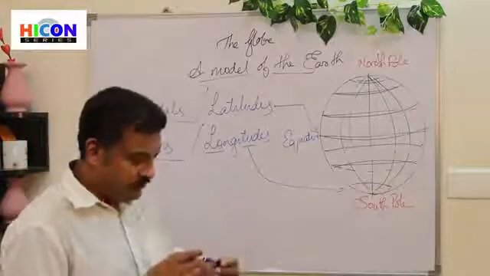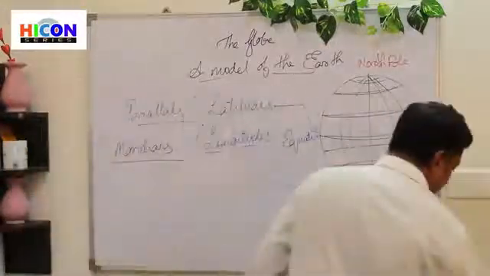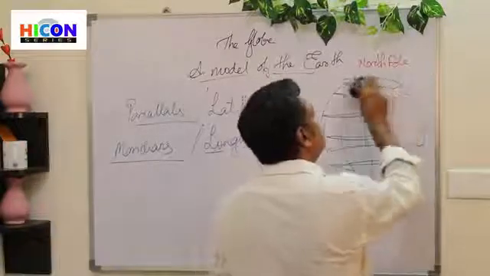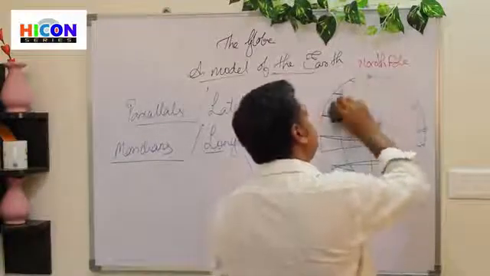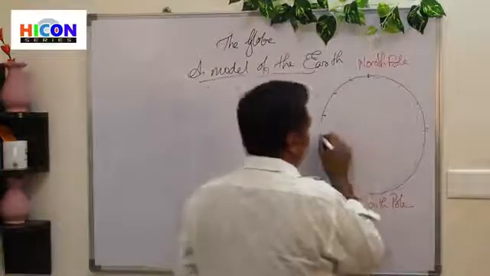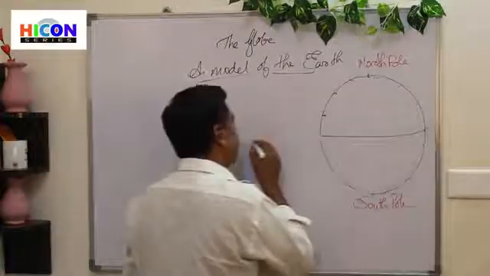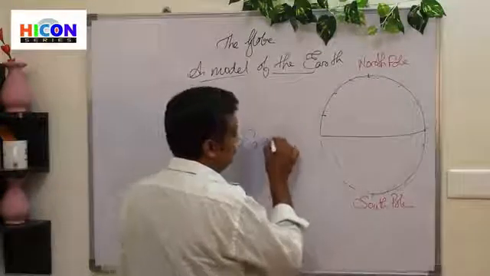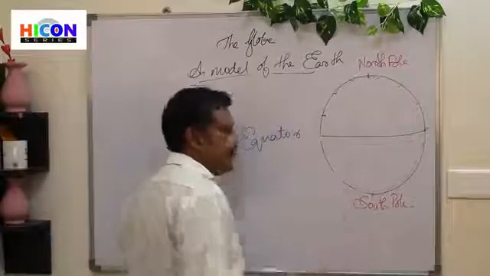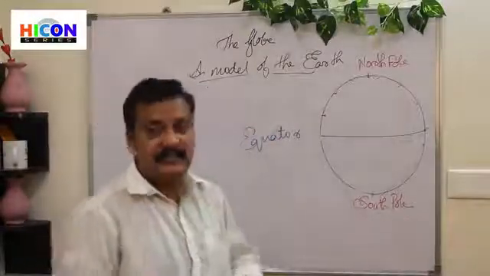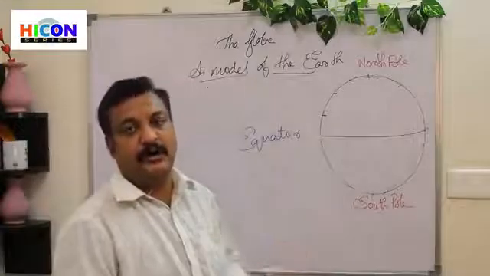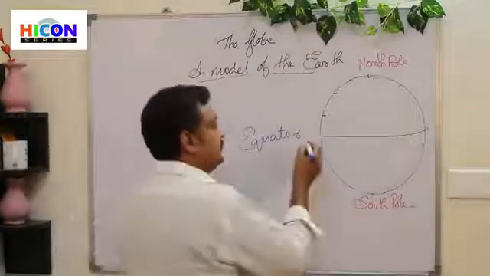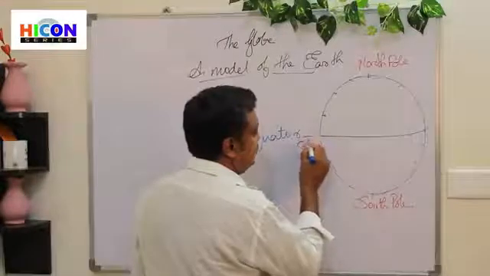Right? So now we will look a bit in detail at both the longitudes and latitudes. Okay? So the equator is the most important of all latitudes. That is known as the 0 degree latitude.